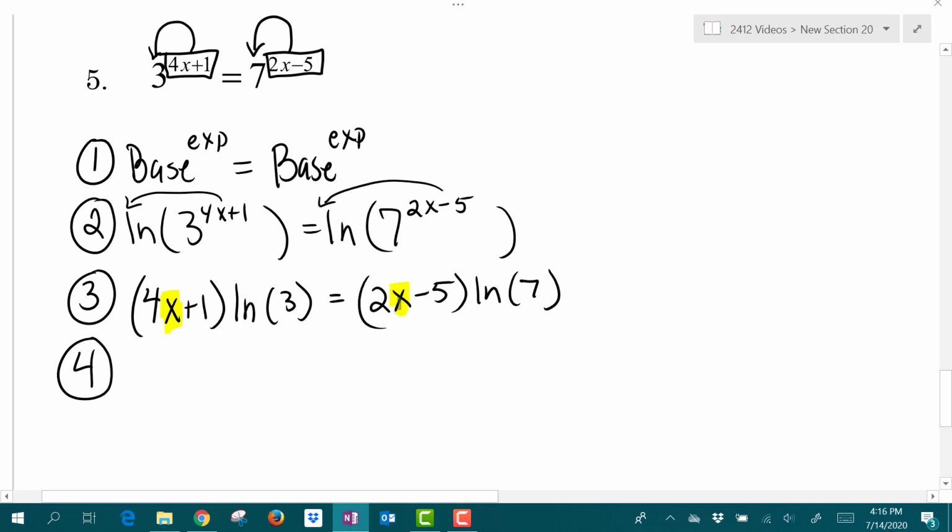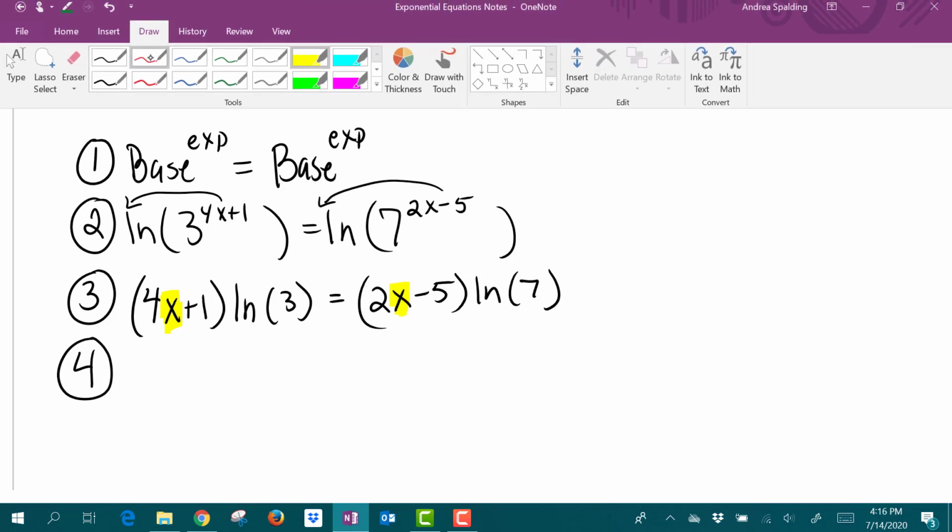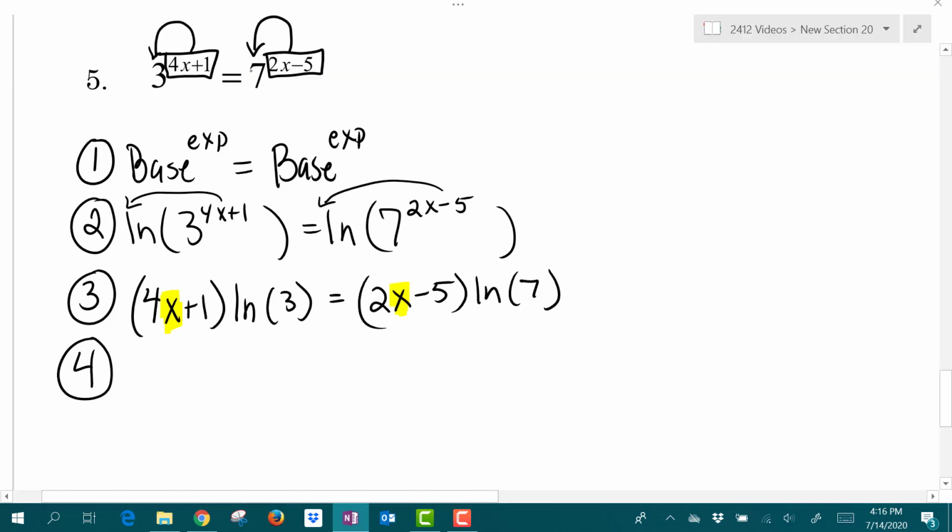So I want to get x by itself on one side. So we have a problem. We have an x on both sides, and those x's are trapped inside of the parentheses on both sides. Alright, so let's look at this procedure that we're going to use when we have these two bases isolated on either side. How are we going to solve for x?